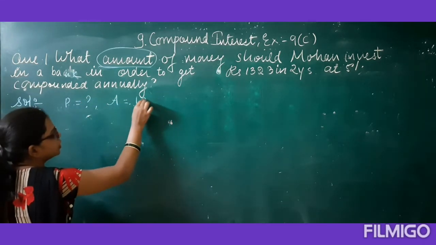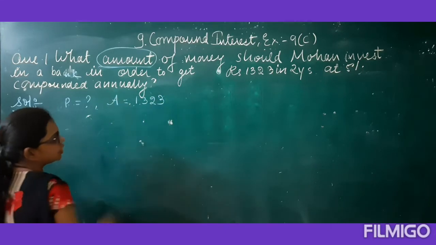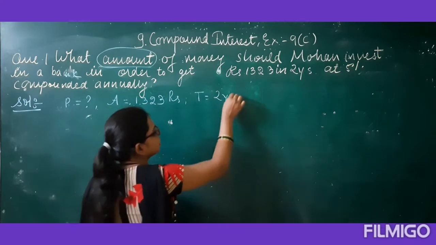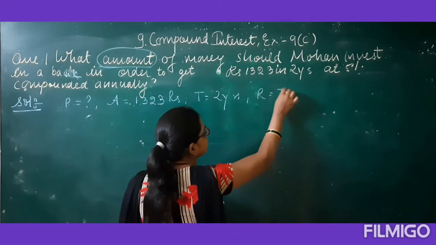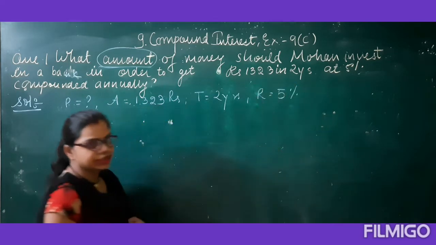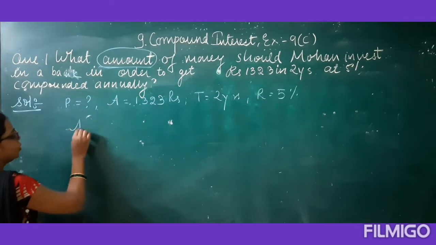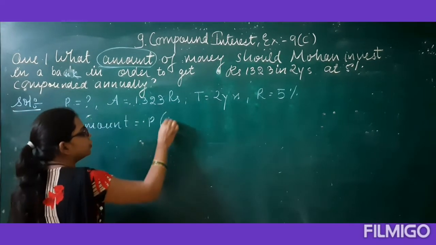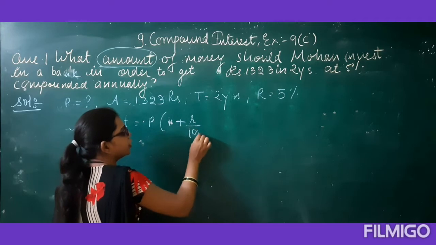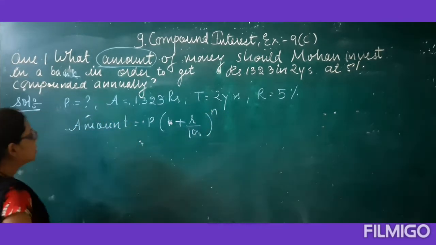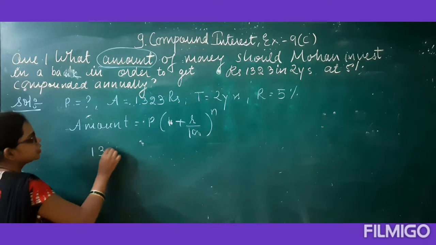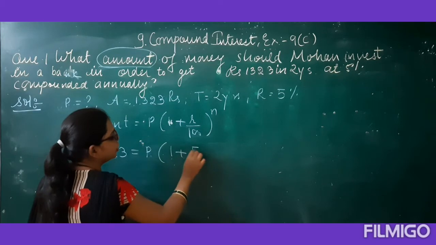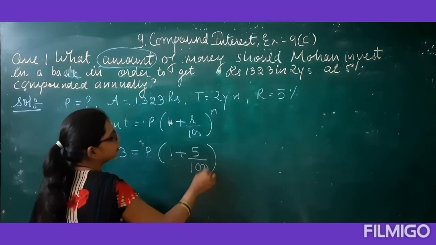So here you have to find out the principal, and the amount is given to you as 1323 rupees. Time is given as 2 years and rate is given as 5%. You know the formula for amount: amount is equal to principal into (1 plus r upon 100) to the power n. So your amount is 1323, principal you have to find out, and this is 1 plus 5 upon 100 to the power 2.